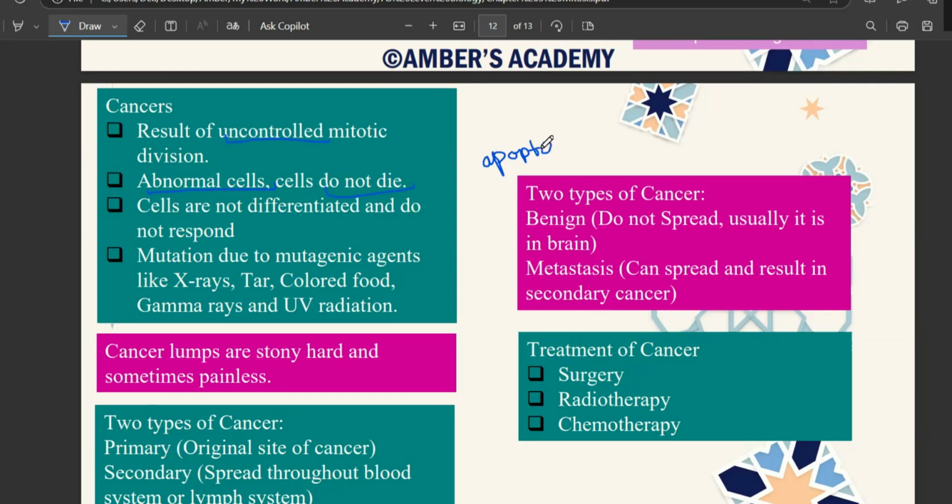Apoptosis. Process. Because apoptosis is the process where your cell dies under the condition of rupture or under any condition when it has fulfilled its lifetime. Okay. So in cancer condition, the abnormal cells are being produced, and the irony is that they do not die. So apoptosis completely pauses itself during cancer.